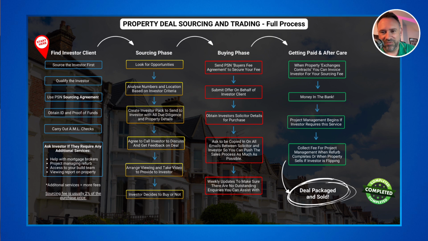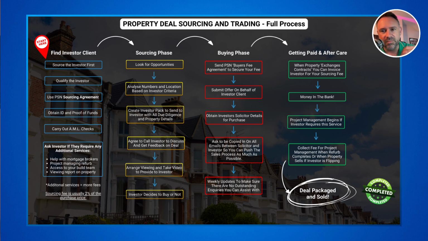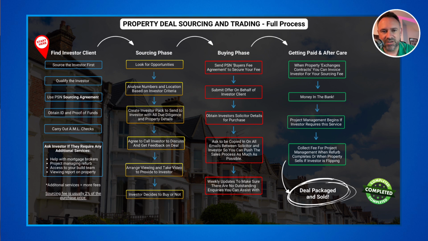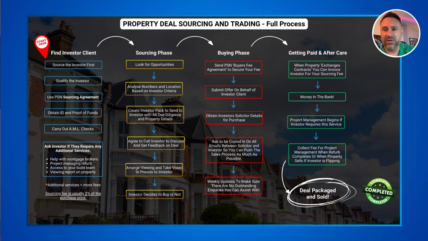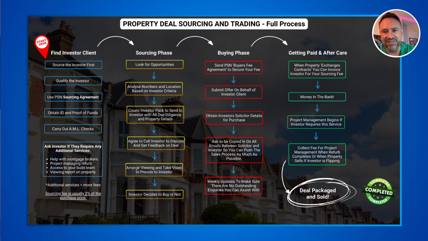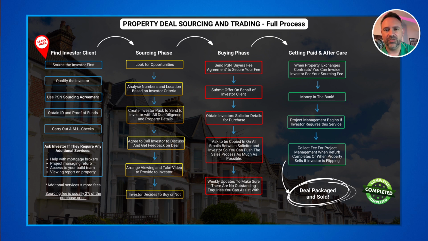Unless you are offering things like project management. If you're offering project management, that's going to begin when the keys are passed over and the sale completes. The refurb's going to begin, and you may well still be involved. You're going to collect your fee for project management when the refurb's complete, or when the property then sells on again, if the investor is flipping the property and not retaining it.